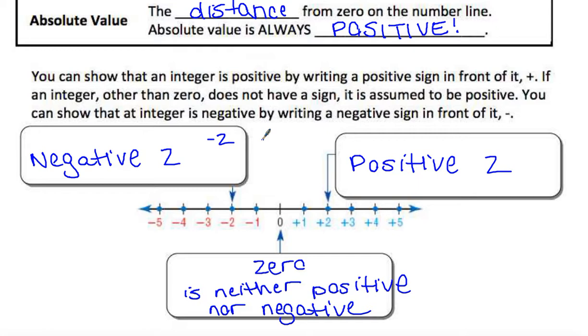Now 0 is like a tricky number. It's kind of like the fulcrum of the scale. So 0 falls right in between all the positives and all the negatives. So 0 is not positive and it's not negative. It's kind of just like the balance point of where the number lines meet up.